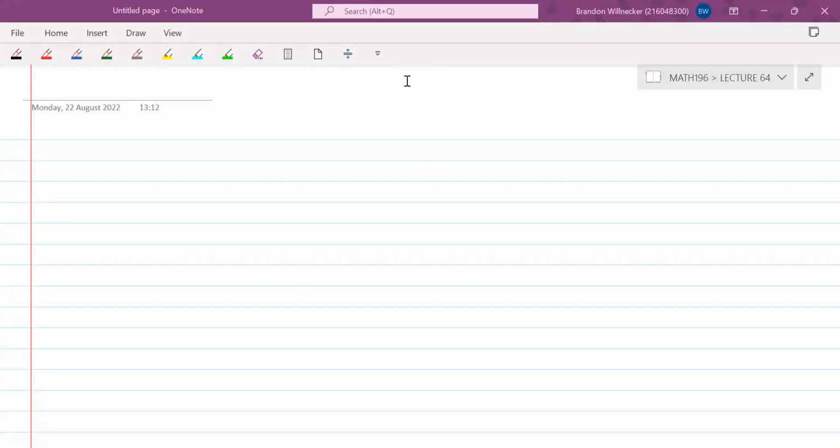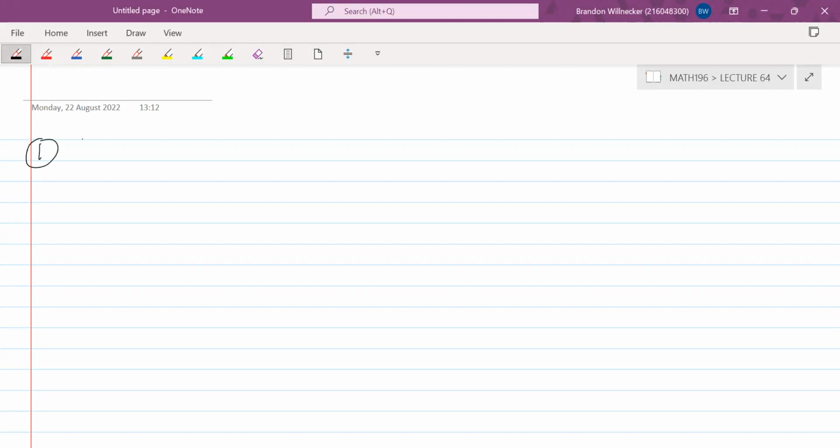Hi everyone. So today we're going to be going through some more problems on the equations of lines. So lines being parallel, lines being skew, intersections of lines, and so on. Okay, so let's take a look at the first problem.